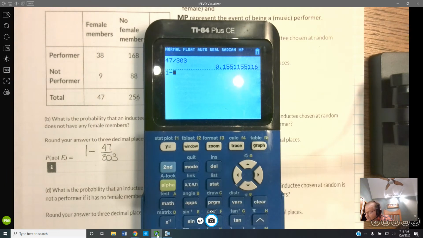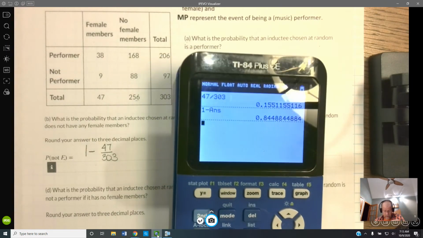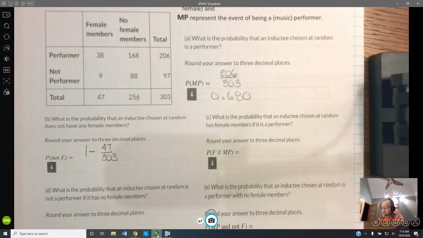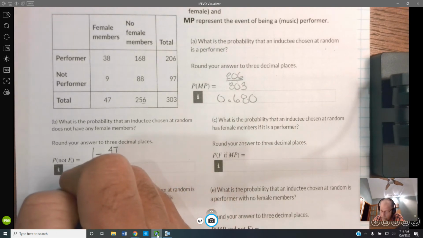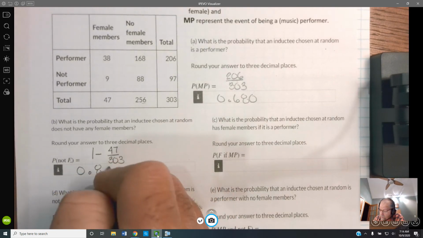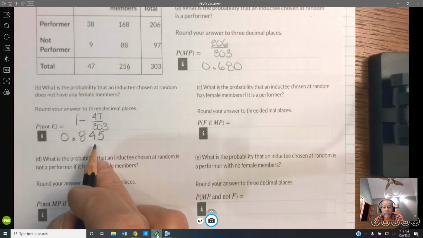1 minus second answer. See it? 1 minus second answer. And I'm going to get my 844 or 845. You also could have put it all in as one line if you wanted to. 0.845. However you do it, you've got to get 0.845.